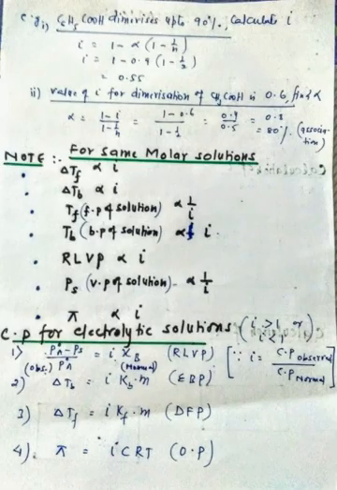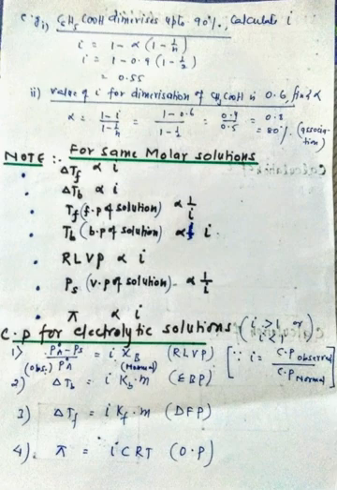See one example. For example, benzoic acid dimerizes up to 90%. Calculate van't Hoff factor. So we have the expression i is equal to 1 minus alpha into 1 minus 1 upon n. So here the value of alpha is 0.9, that is 90%, and the value of n is 2. It means there are 2 molecules of benzoic acid, they undergo dimerization. So the value of i is equal to 0.55.